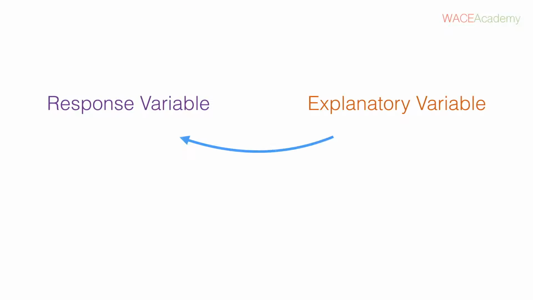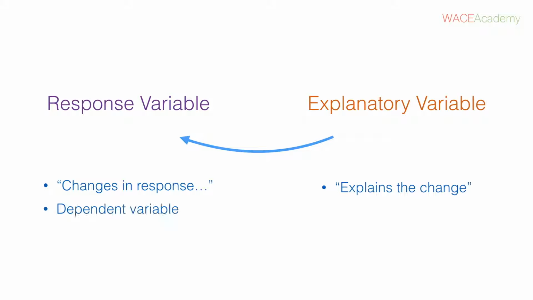variable. As the name suggests, the response variable is the one that changes in response to the explanatory variable, and likewise, the explanatory variable is the reason for the change, or in other words, explains the change that occurs in the response variable. For those of you that do a science, the response variable can be thought of as the dependent variable and the explanatory variable as the independent variable.